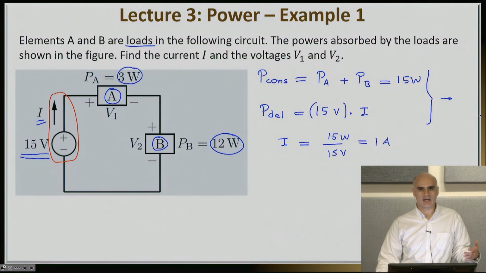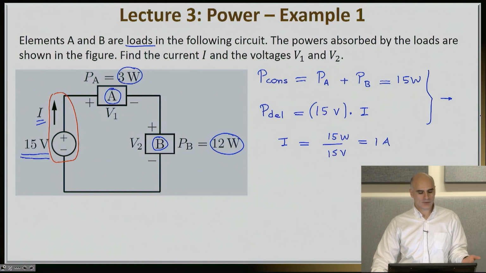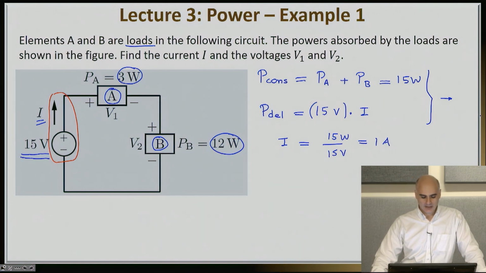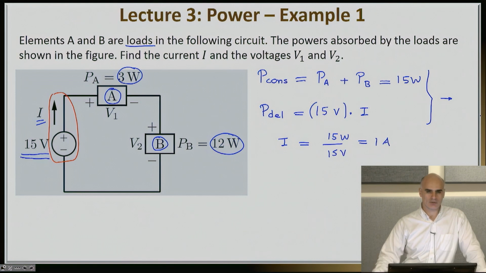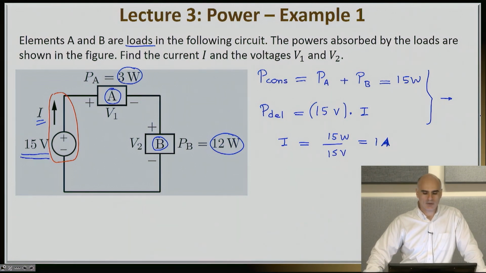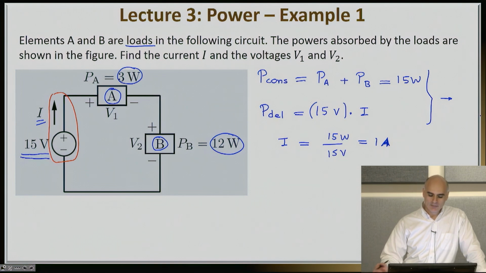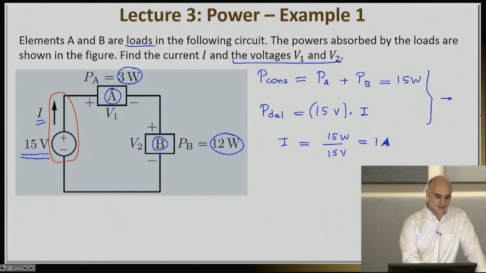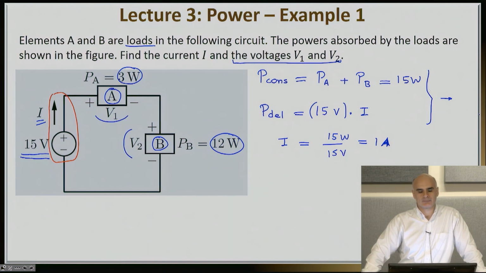Notice that if I had assumed the current to flow in the opposite direction, I would have simply found a negative 1 amp here, which would have meant that the true current is 1 amp in the opposite direction. Nevertheless, I assumed current I as shown in this figure, so I found the current I to be 1 amp, so the first part of the question is done. The second part of the question asks to find the voltages V1 and V2, or more precisely, to find the voltage difference across the device A and the voltage difference across the device B.